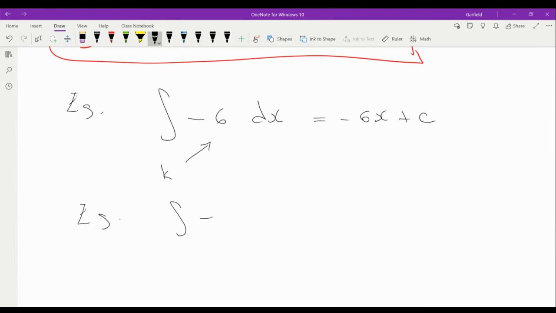How about the integral of negative 4 dm? What is that equal to? Is it negative 4m plus c? Excellent, negative 4m plus c. You see, that's what the variable is telling us. This variable of integration tells us which variable we're going to have in the problem. So it's negative 4m plus c.